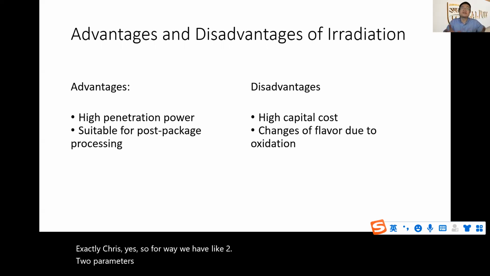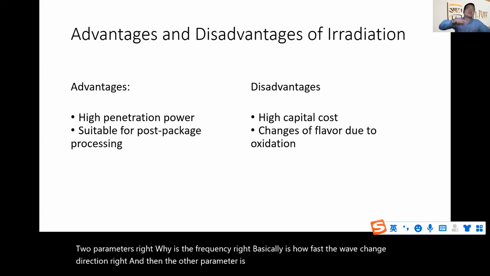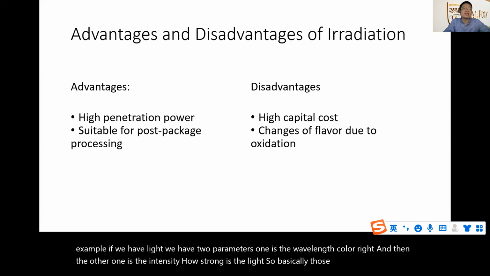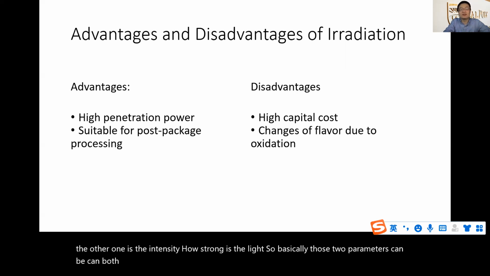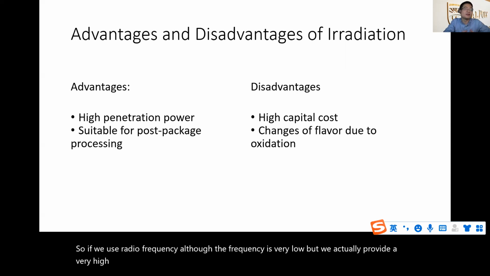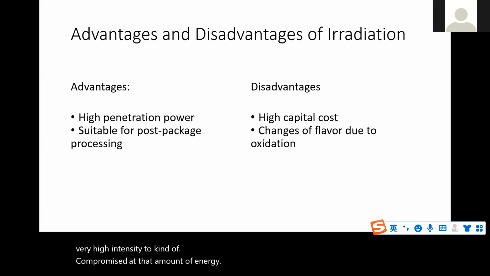One is the frequency, basically how fast the wave changes direction. And the other parameter is the intensity, basically what is the height. For example, if we have light, we have two parameters. One is the wavelength, the color, and the other one is the intensity, how strong the light is. Both parameters can be modulated or controlled by the equipment. So if we use radio frequency, although the frequency is very low, we actually provide a very high intensity to compromise that amount of energy. Does that answer your question, Chris?